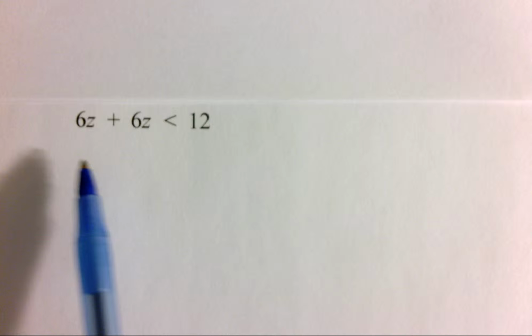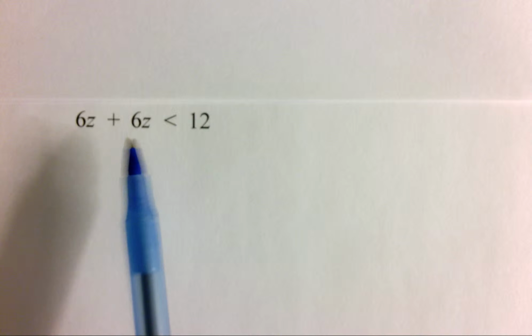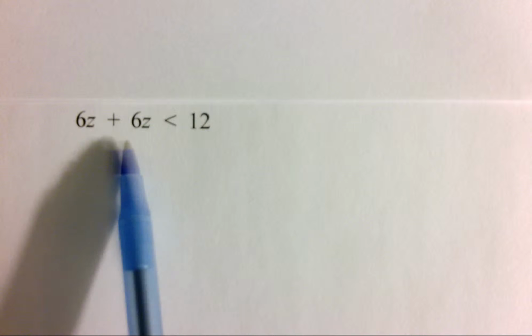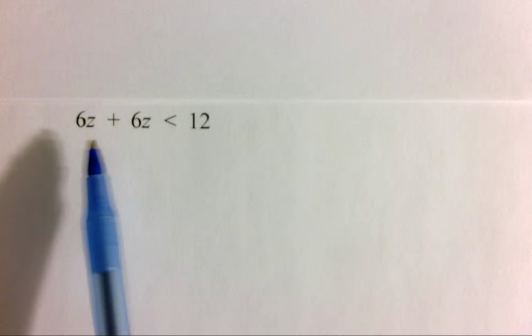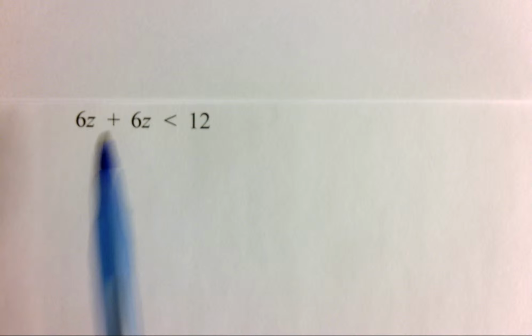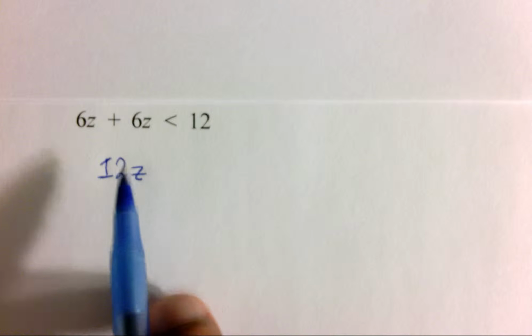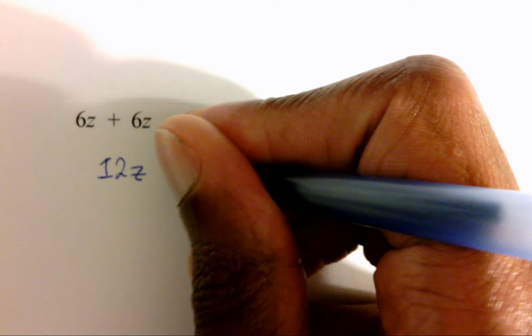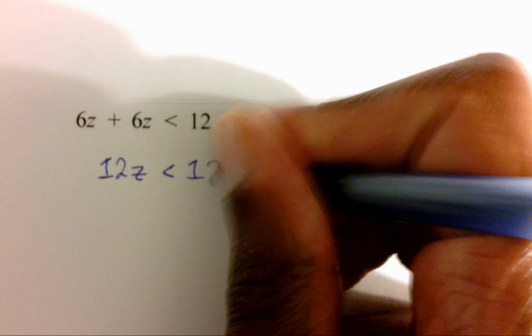But on the left side, I have 6z plus 6z. And I know that these are like terms, so I can combine them. So 6z plus 6z is going to give me 12z. Okay, that's just combining like terms on the left side. And this is going to be less than 12.